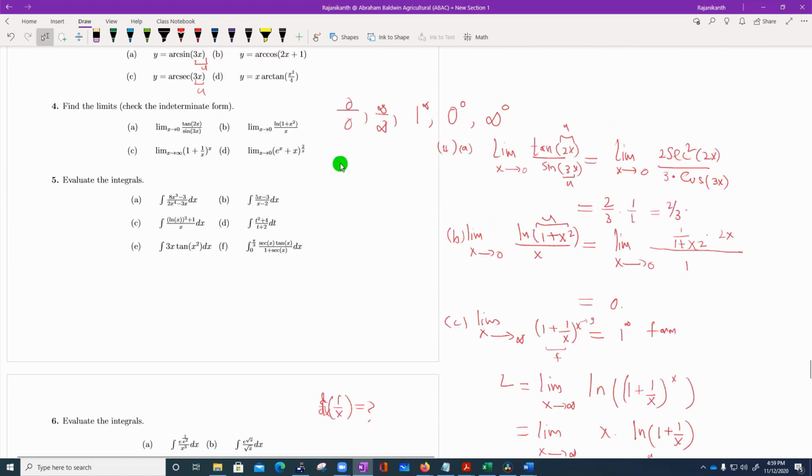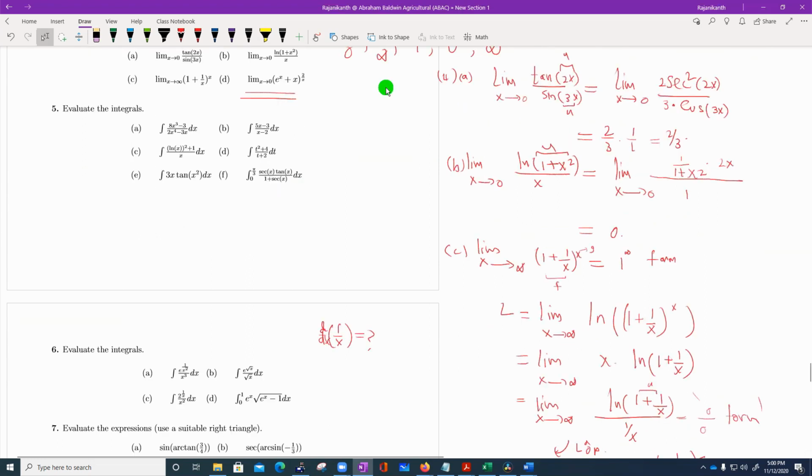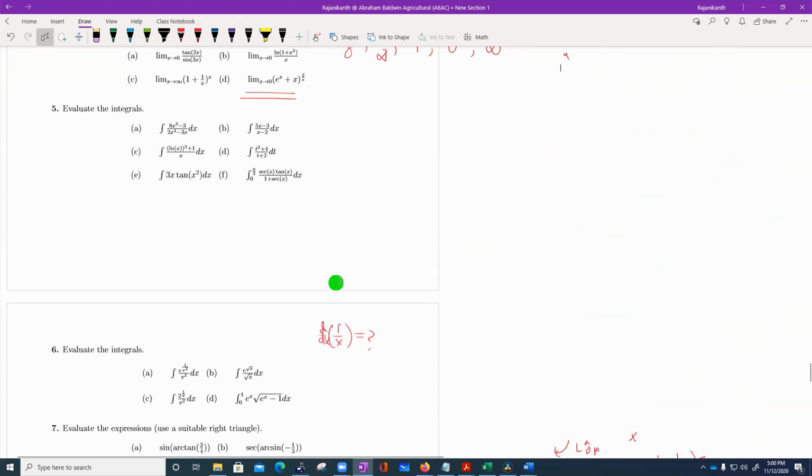That makes sense? Oh, this one, you were asking about this question, right? So the hint is, let me go through that here as well. For part D, the question was finding the limit as x goes to 0 of (e to the x plus x) to the power 2 over x. When x goes to 0, e to the power 0 is 1, 1 plus 0 is 1, so you will get 1.